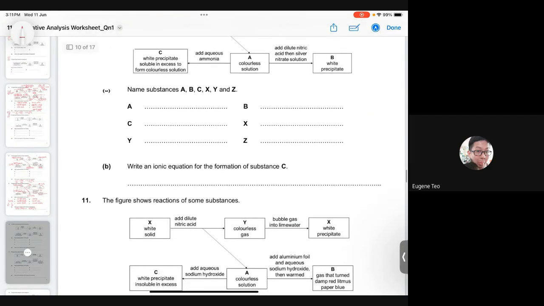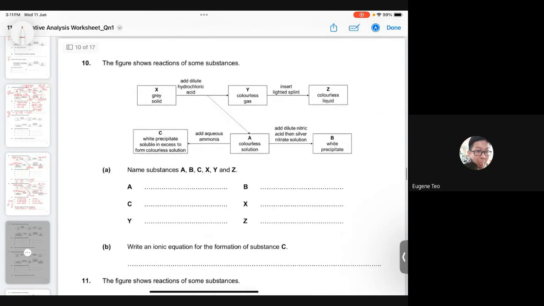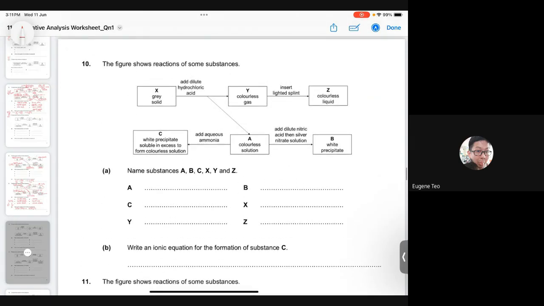Page 10 and page 11. Okay, sorry, page 10, question 10. I'll be going through it. So let's start. Let's look at this one here. Let's identify some of these things if you are able to see it. Lighted splint, this is a gas test. You know that this is about the gas test for hydrogen. How do you know hydrogen is produced? You realize it reacted and a colorless liquid is formed.